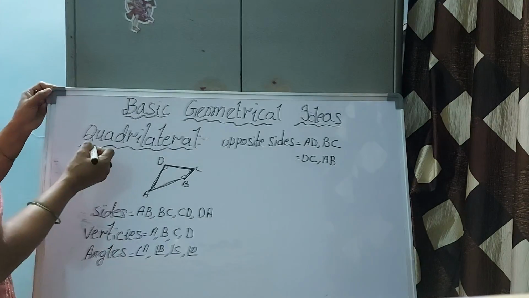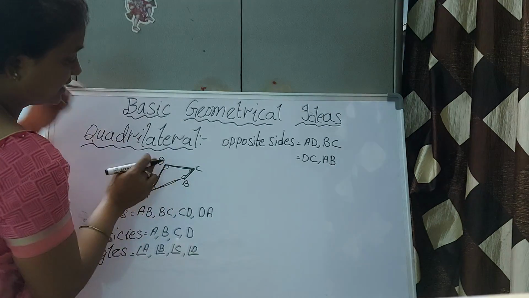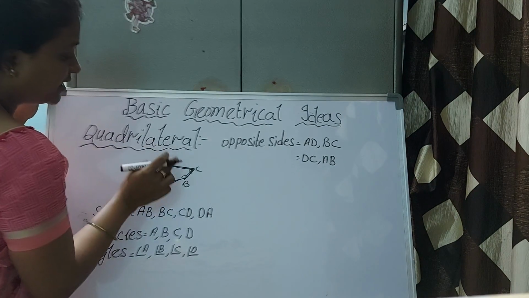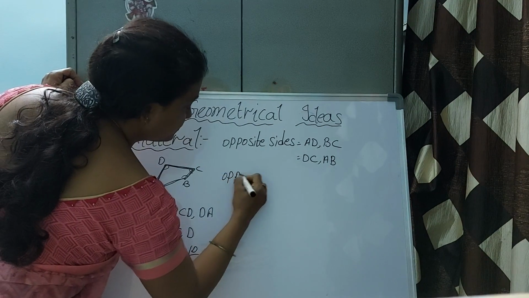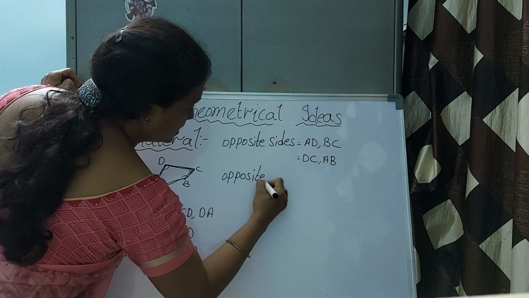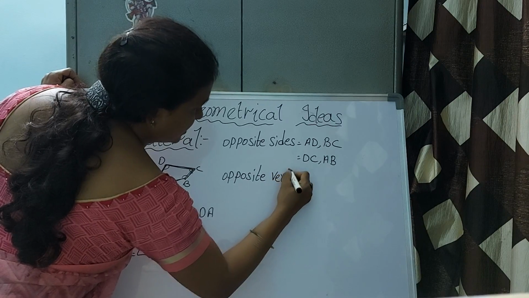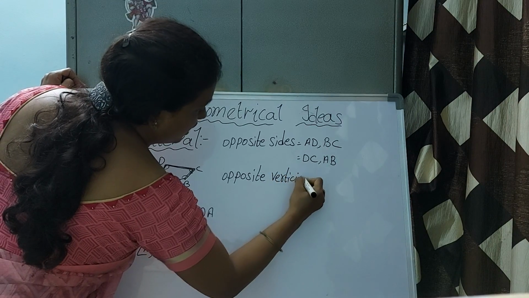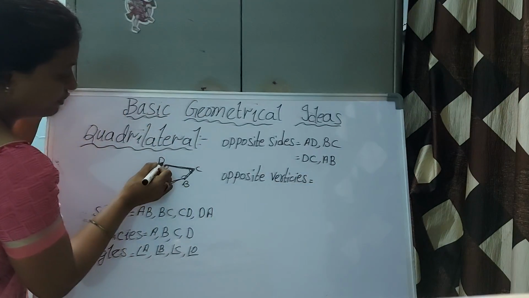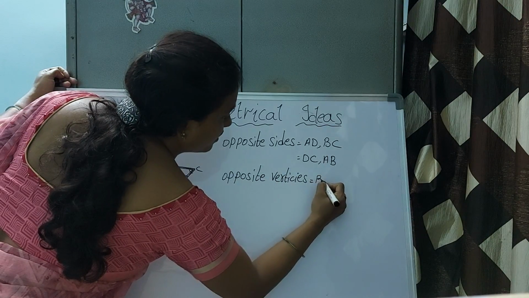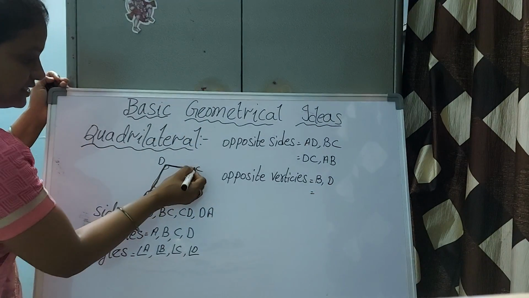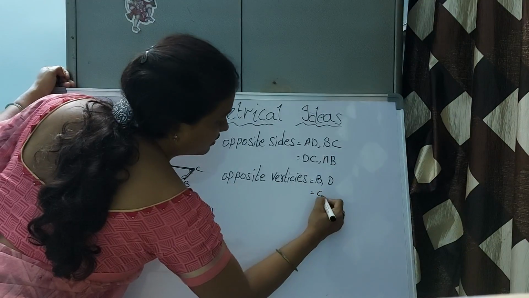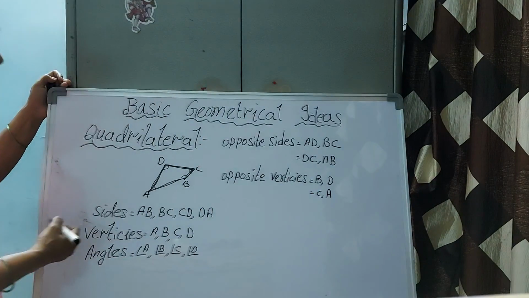What about the opposite vertices? Vertex D is opposite to vertex B. B, D are one pair of opposite vertices. C, A are also opposite vertices.